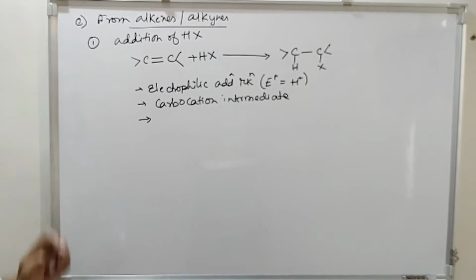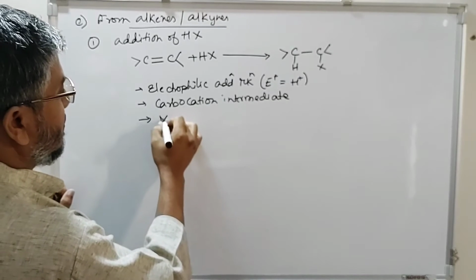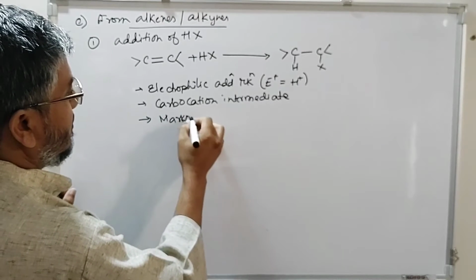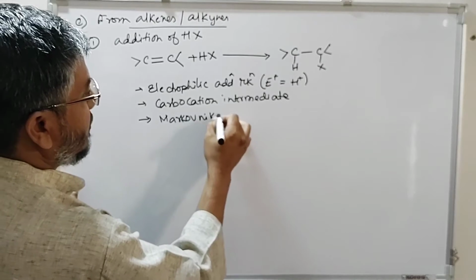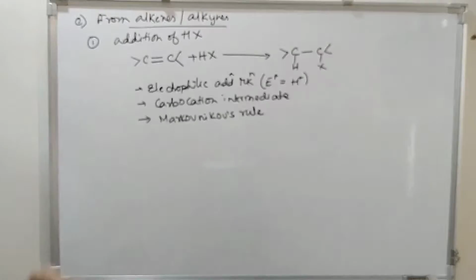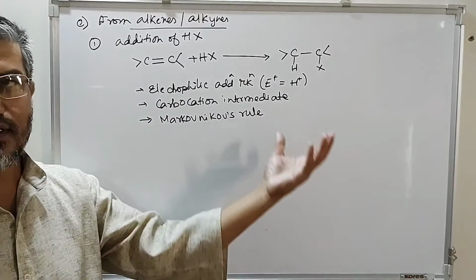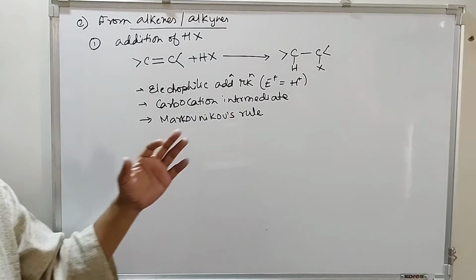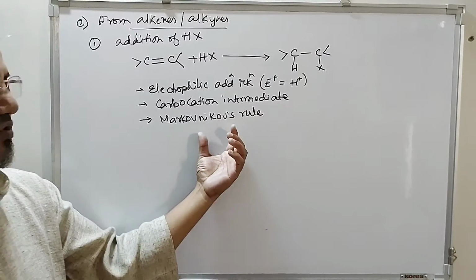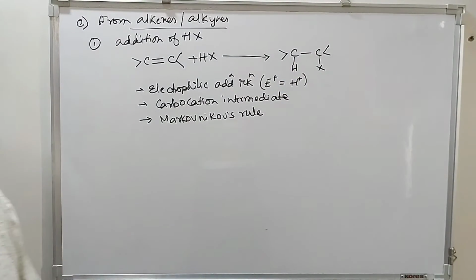Then this reaction follows Markovnikov's rule, that is formation of the more stable carbocation, meaning the negative part goes to that carbon atom having more carbon atoms, and the positive part of the reagent goes to that carbon atom having less number of carbon atoms. That is Markovnikov's rule.